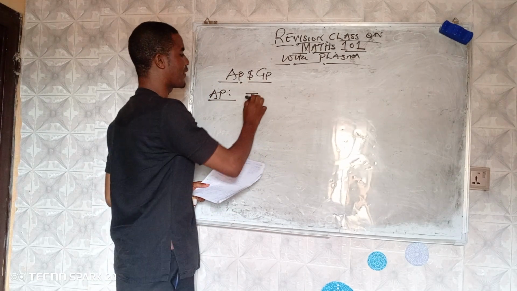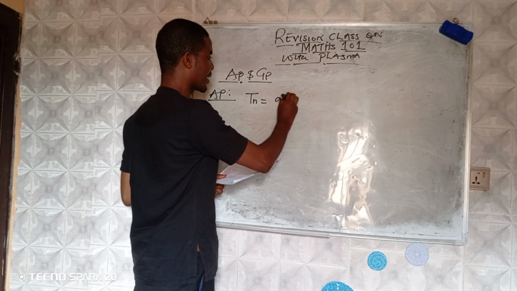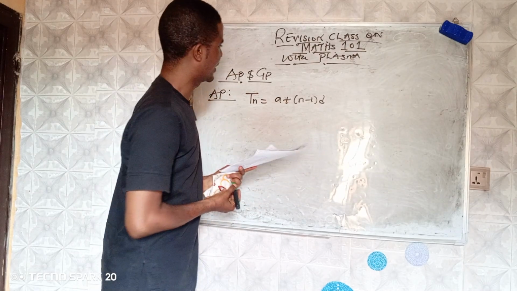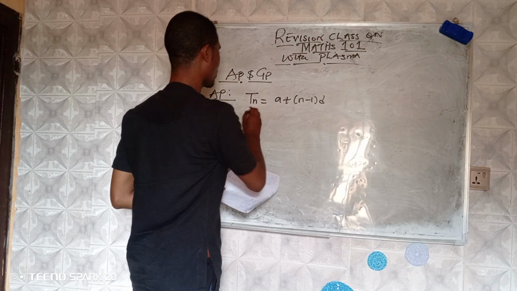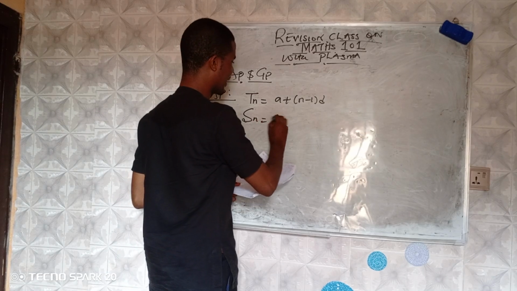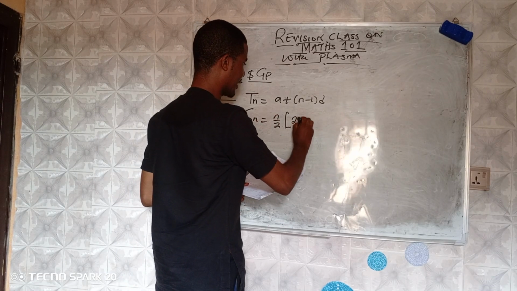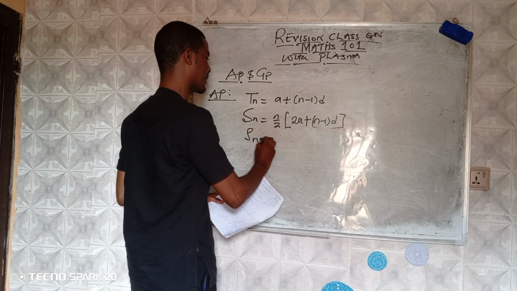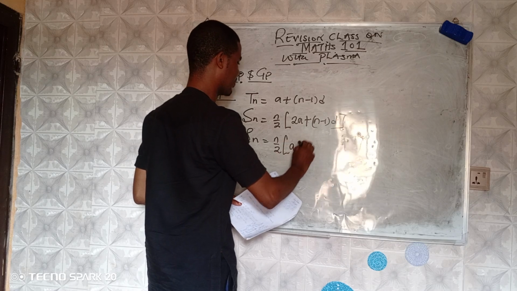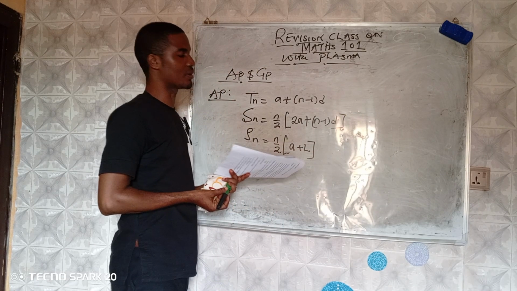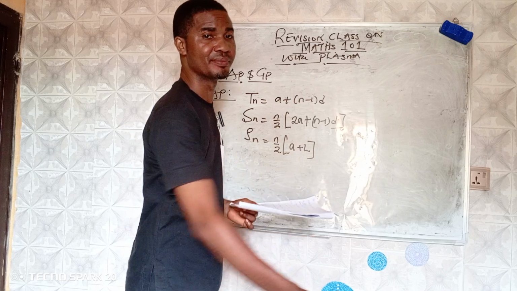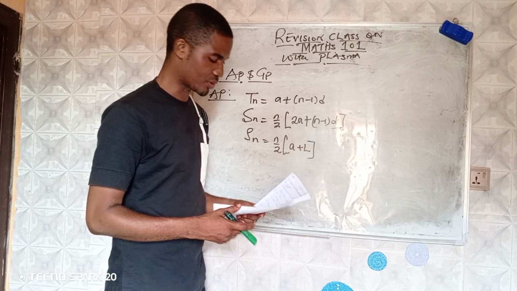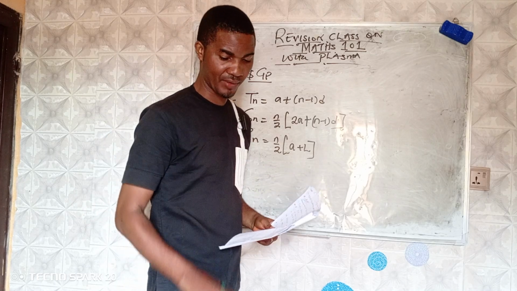Now, to look for the nth term of an AP, it is A plus (n minus 1)d. I believe that is something we can remember. Also, to look for the sum of an AP, you have Sn equals n over 2 into (2a plus (n minus 1)d). Also, we have Sn equals n over 2 into (a plus l). These are the formulas to look for the sum of an AP. I'm going to throw in a few examples to drive the point home. Then we move to the arithmetic mean of an AP.